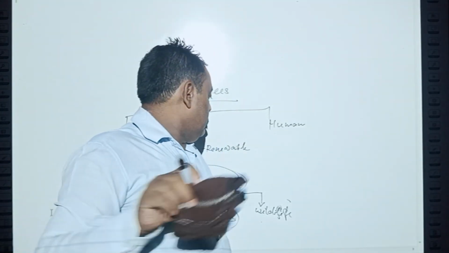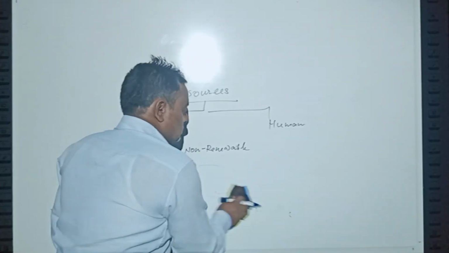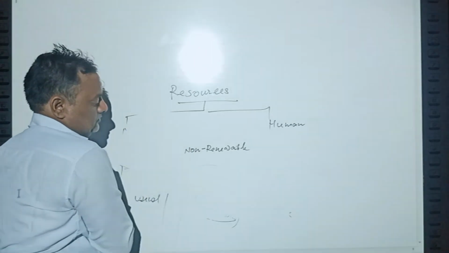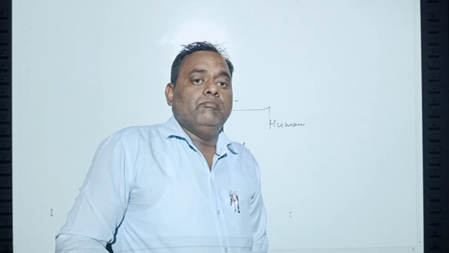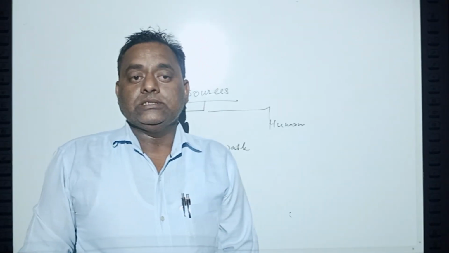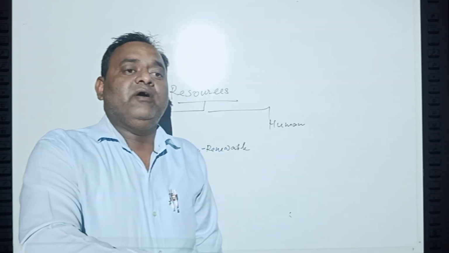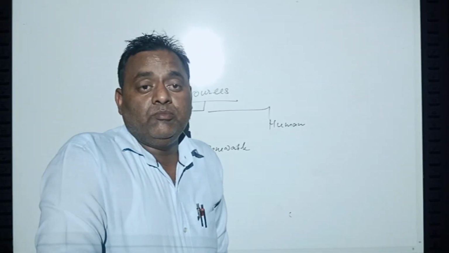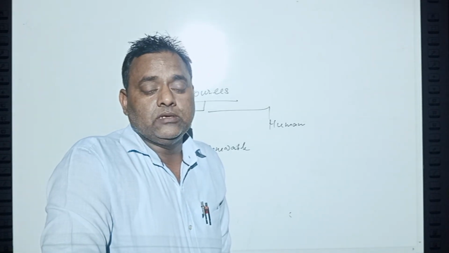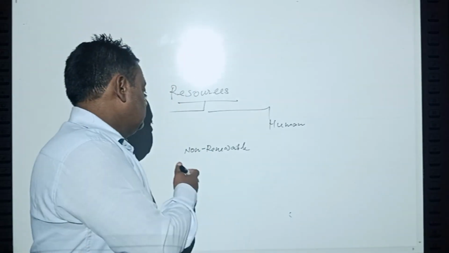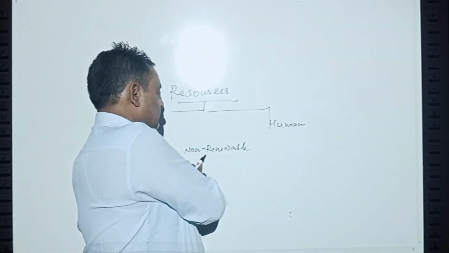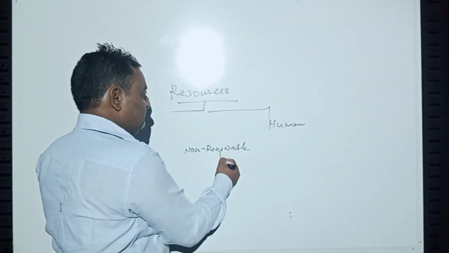Next are non-renewable resources. One question is surrounding your minds: what are non-renewable resources? They can be defined as resources that cannot be generated or reproduced by chemical processes, machinery, etc. This is called non-renewable. Some exceptions are given in renewable and non-renewable resources. They are classified into two parts.